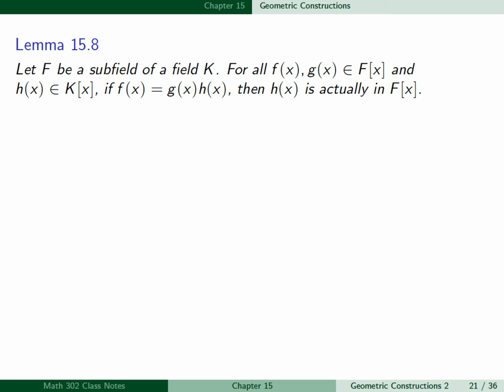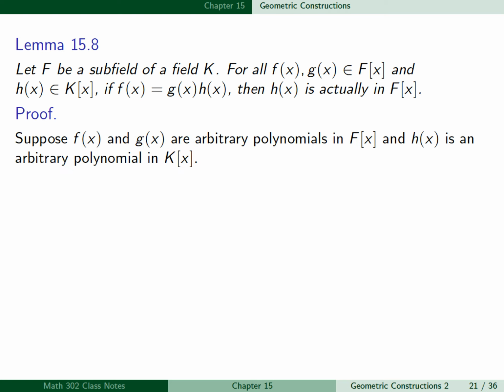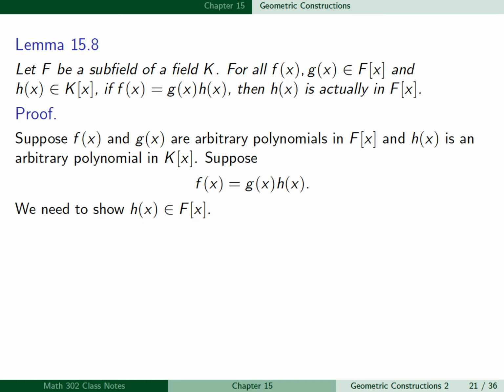But f of x equals g of x times h of x implies that h of x actually has coefficients in F. So to prove this, let's suppose that f of x and g of x are arbitrary polynomials in F bracket x, and h of x is an arbitrary polynomial in K bracket x. And let's suppose our hypothesis f of x equals g of x times h of x. We need to show that h of x is in F bracket x.